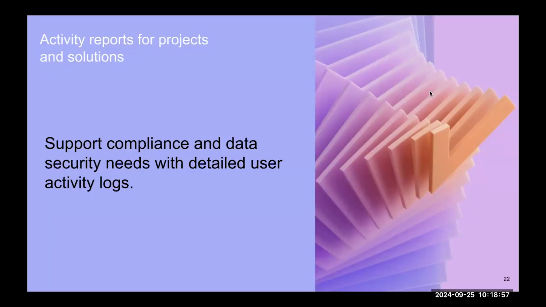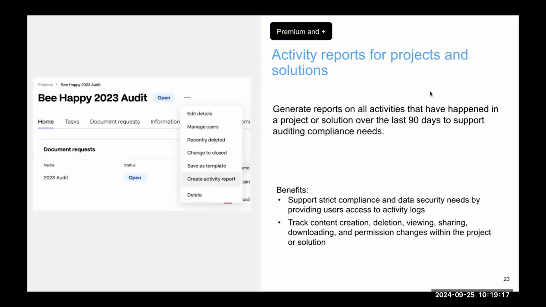Activity reports for projects and solutions. So this is a newer feature that is also in projects and solutions that will really help support compliance and data security needs, especially with industries that need some of that auditing, compliance, and tracking when it comes to client activity. This is available in premium and above as well, but this one will help generate activity reports specifically that happened inside of that containerized space for projects or solutions over the last 90 days.